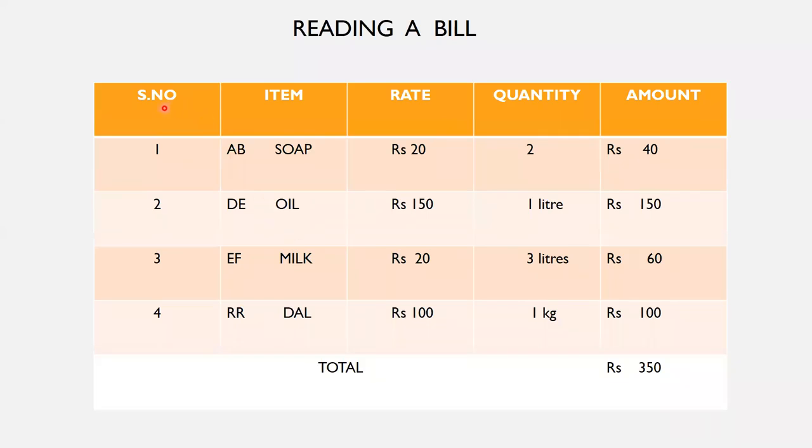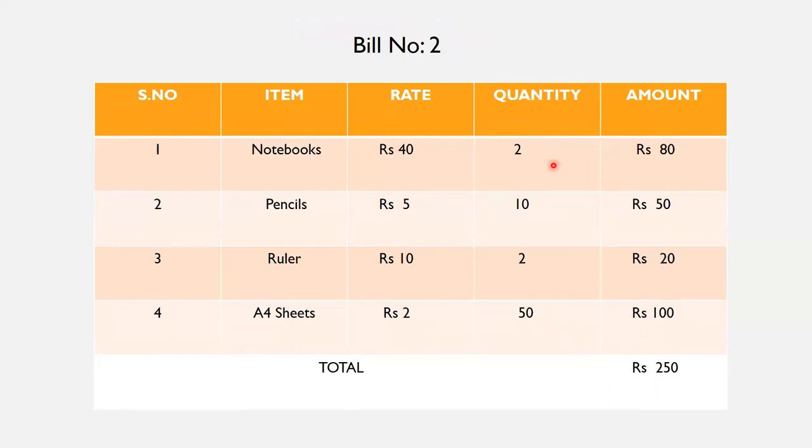This column shows number of items purchased. This is the code and name of the item. This column specifies the cost of one unit, and this column specifies number of units purchased, and this is the column obtained by multiplying these two numbers. Now let's read a bill.